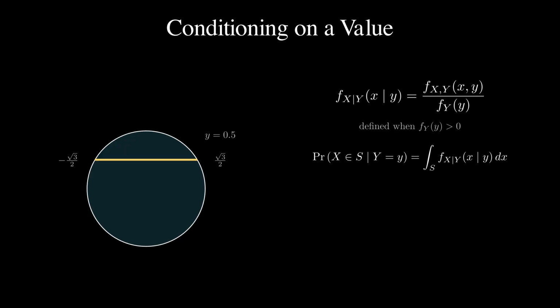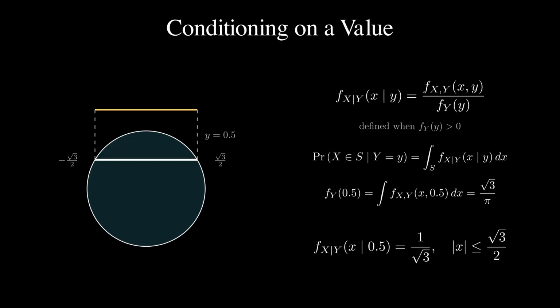Try it on the uniform disk. Given Y equals 1/2, the slice is a chord running from minus root 3 over 2 to plus root 3 over 2, and the marginal there is root 3 over pi. Dividing leaves a constant, 1 over root 3 along the chord. A flat surface conditions to a flat slice, uniform in, uniform out.